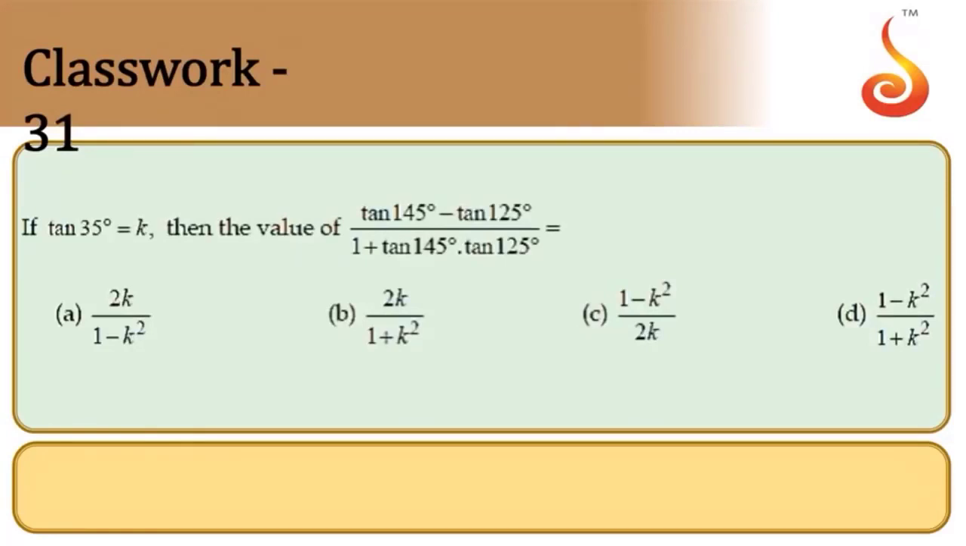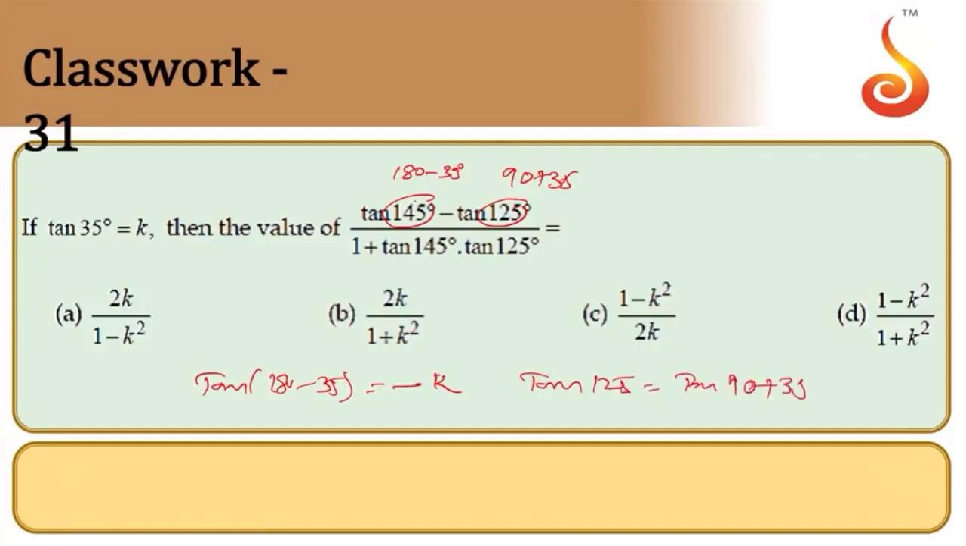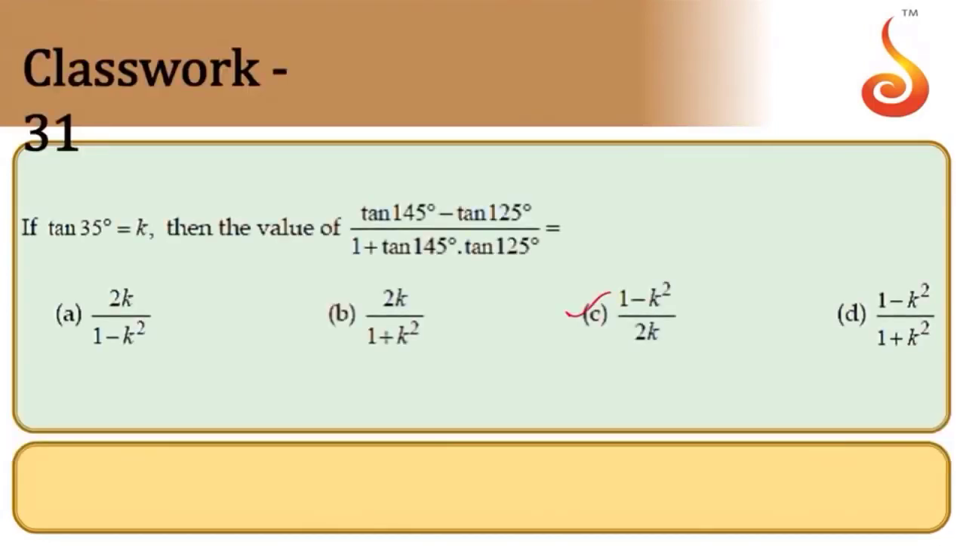So, the next question we take up, 145 degrees, sorry. 145 degrees can be replaced as 180 minus 35 degrees, and this is 90 plus 55. Clearly, tan of 180 minus 35 is nothing but minus tan 35, that is minus k, you get it. And tan 125 degrees is nothing but tan of 90 plus 35, that is equal to minus cot 35, that is minus 1 by k. Simplifying, you will be getting minus k minus of minus 1 by k, divided by 1 minus the product of these two, which is equal to 1. So, you will be getting (1 minus k square) divided by 2k as the answer for this problem. So the answer is C.